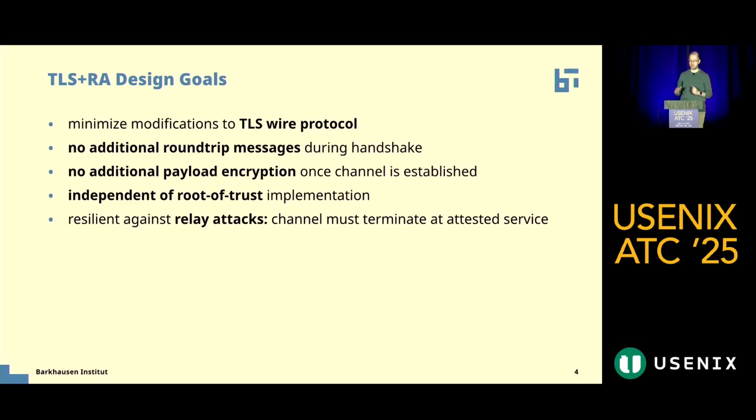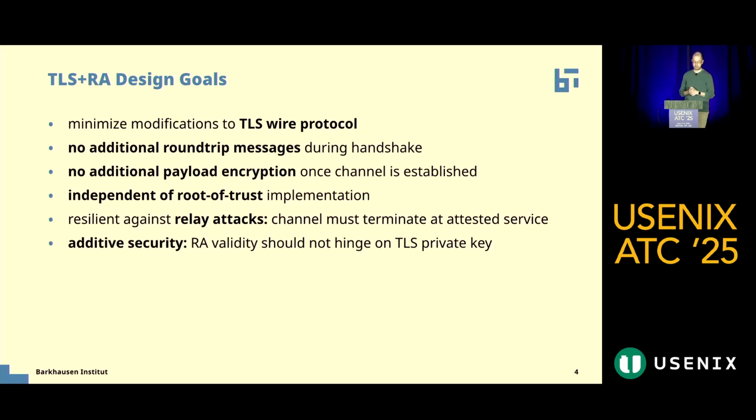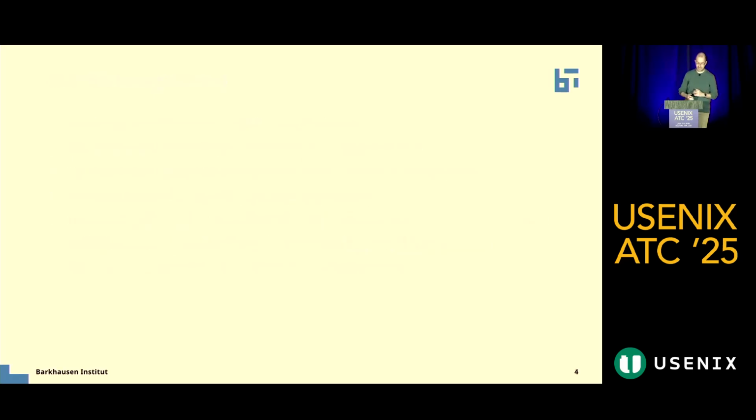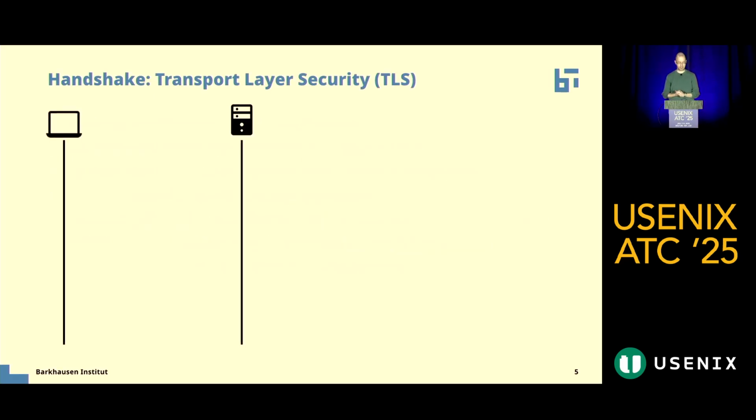I will talk more about relay attacks later, but essentially it means the channel must terminate at the end where we just got the report from. And we want additive security, so the remote attestation validity should not rely on the security of the private key of TLS. Also, we don't want to make any changes to the certification or attestation infrastructures, the deployment infrastructures, the certification authorities. Those are all in place, and we don't want to change this too much. With these goals in mind, let's start looking at how the handshakes look.